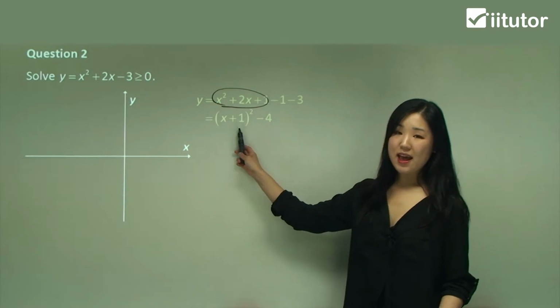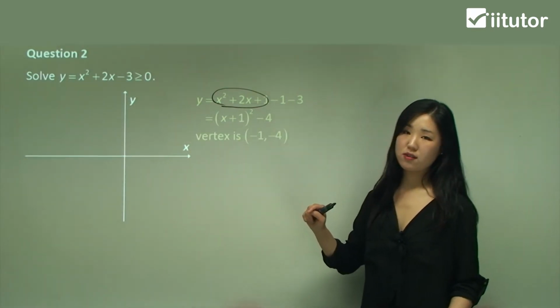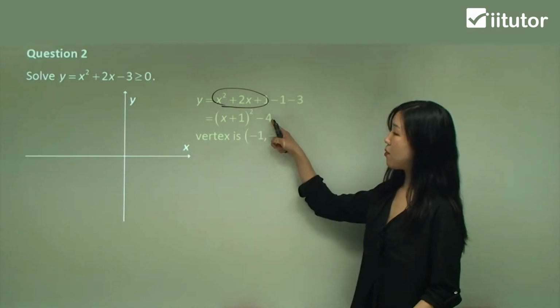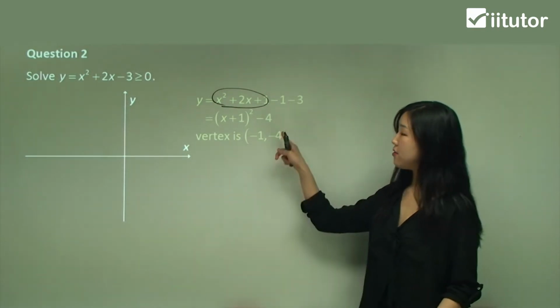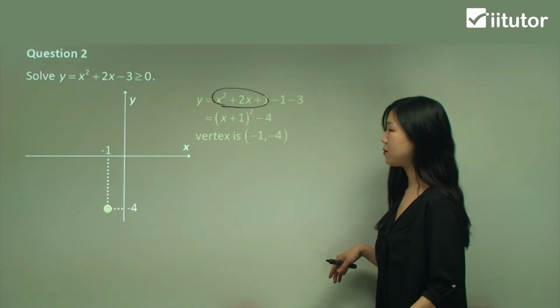If we're adding 1 to x, we're shifting to the left, aren't we? So it's going to be -1 for the x-coordinate of the vertex. And we're minusing 4, so we're shifting down, so it's -4 for the y-coordinate of the vertex. So let's put that there. I'm just going to plot it.